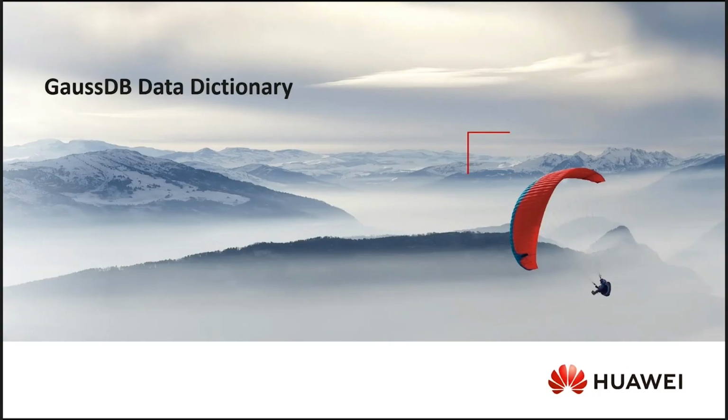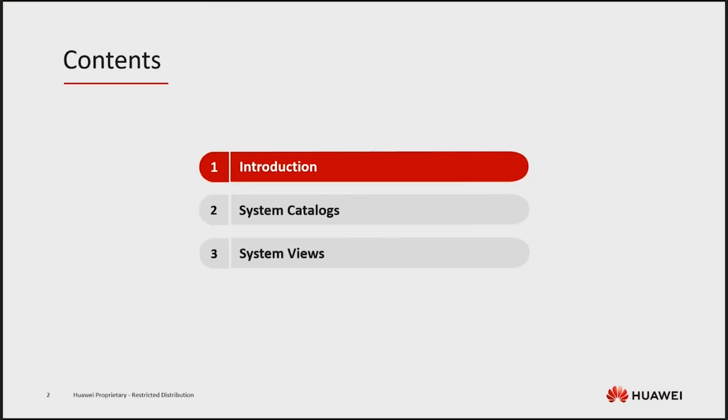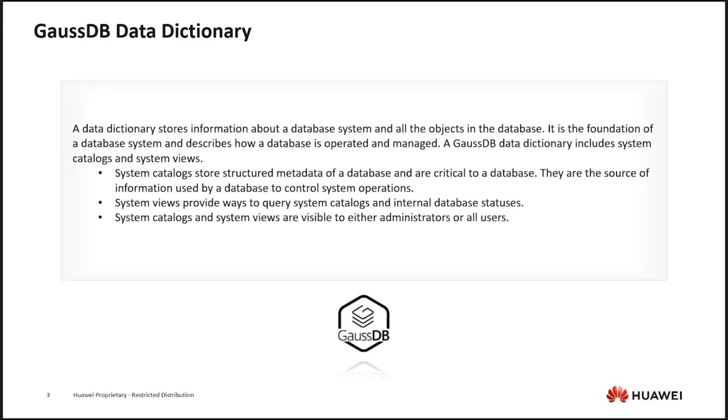Today, let's learn something about GaussDB data dictionary and the basics about system catalogs and system views included in it. A data dictionary stores information about a database system and all the objects in the database. It's the foundation of a database system and describes how a database is operated and managed.